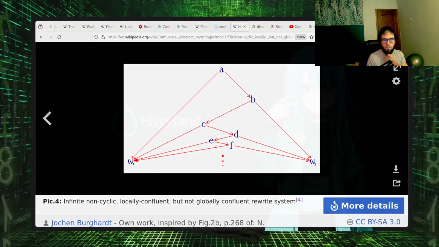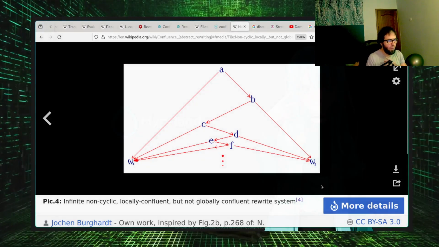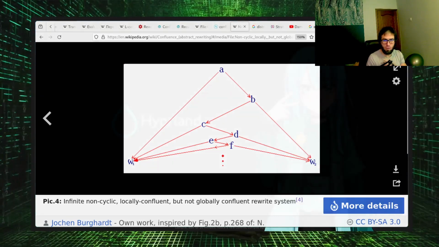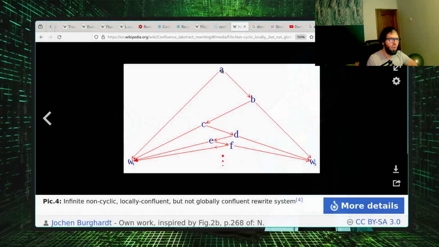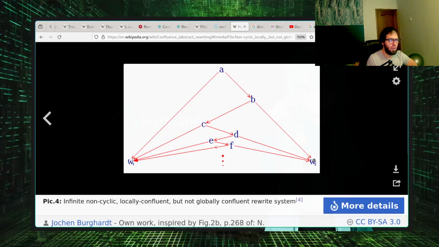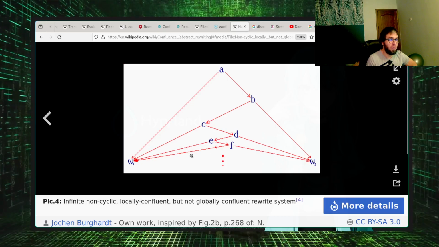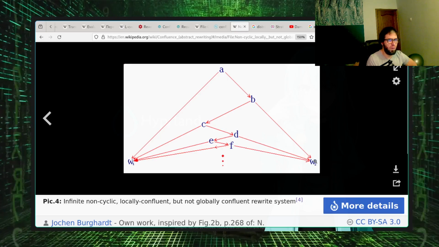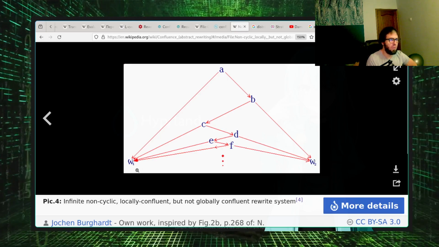But the global confluence property doesn't hold here. For example, for A, if we take this A, we have this path and this path. And from these two points, there is no confluence, there is no confluence along W1 and W2.